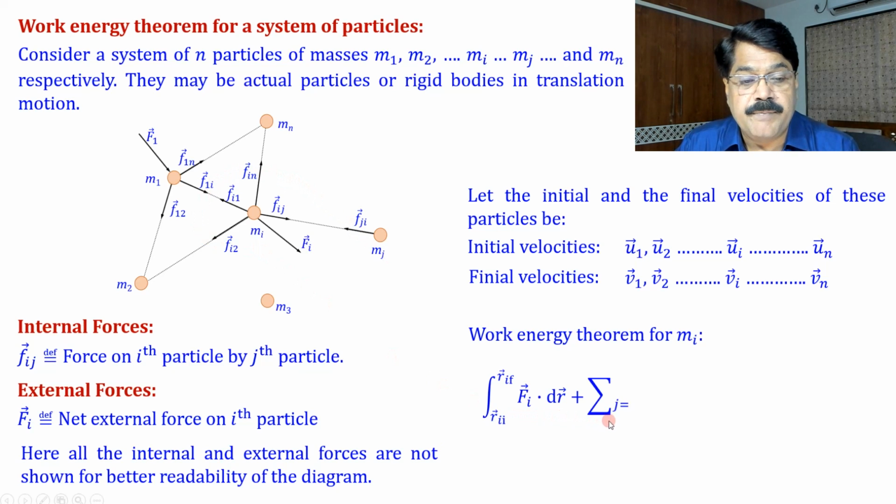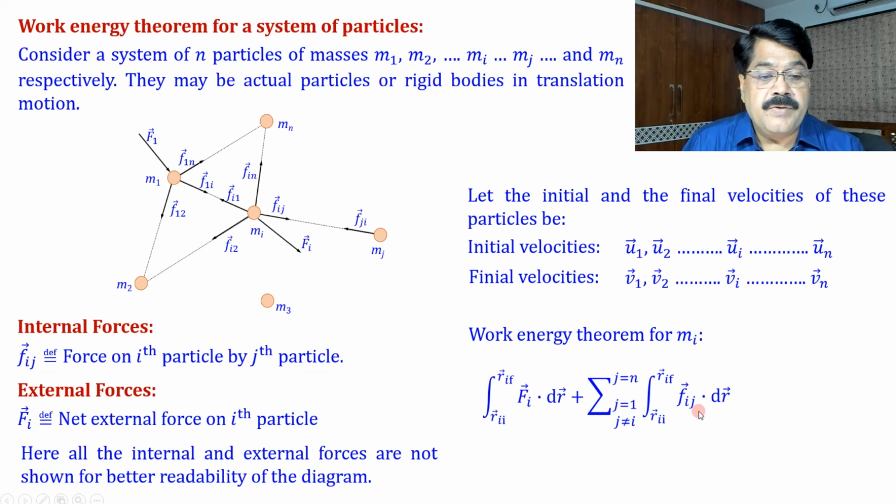So how can we write this? Summation j equal to 1 to n, j not equal to i, integral ri initial to ri final of fij vector dot dr. You can see this integral is the work done by this force fij, the internal force on mi due to the jth particle. Now we sum all such terms varying j from 1 to n, but j cannot be equal to i, because to define a force, there must be two bodies.